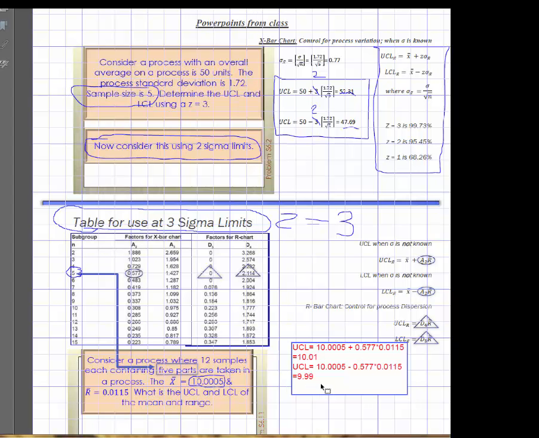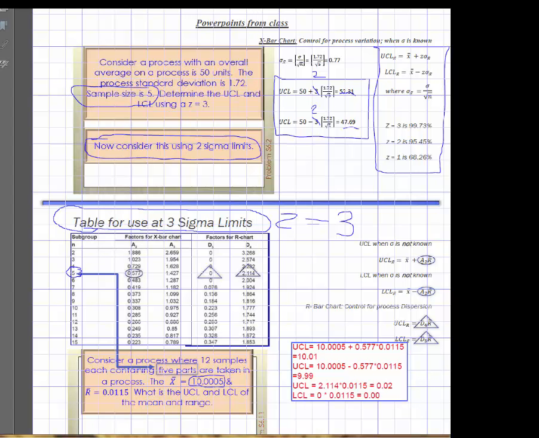So now the next thing we want to do is calculate the range for our sample, the upper and lower control limit of the range. So we'll do that in a similar fashion. However, we're going to use this UCL for the range, which is going to involve D4 and R bar, and then the LCL for the range here is going to be the D3 and the R bar.